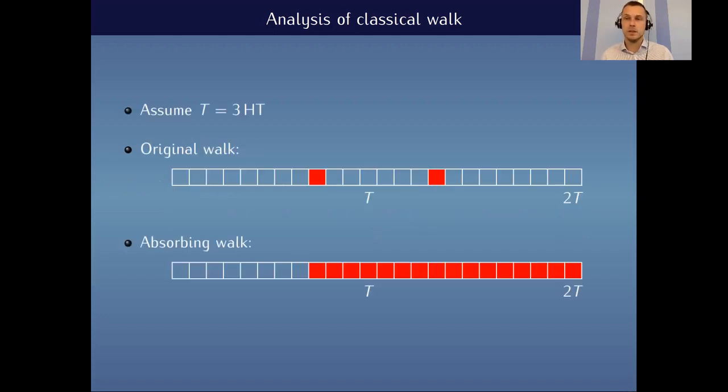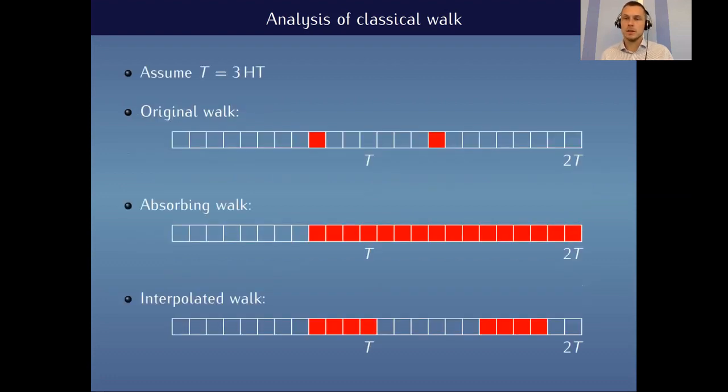Now the other extreme is that we run the absorbing walk, meaning that when we reach a marked state, we stay there with probability 1. And then with high probability, at both steps t and 2t, we are at a marked state. Neither of these situations is good for us, because we want at step t to be at a marked state, and at step 2t to be at an unmarked one.